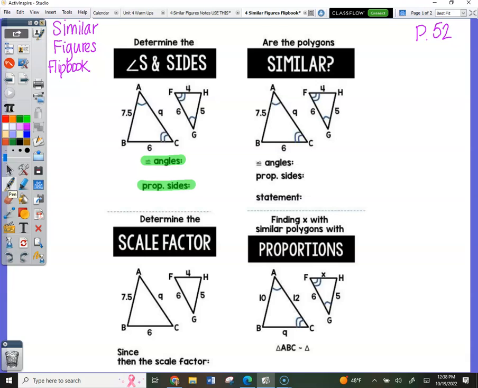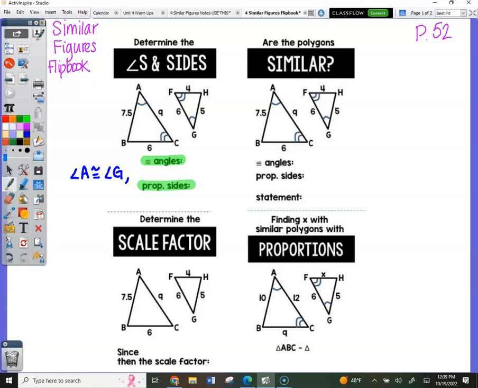This means that in this picture, angle A would be congruent to what? Angle, look at the picture. Oh, G. And how do you know that? Because of the arc, right? So angle A is congruent to angle G.